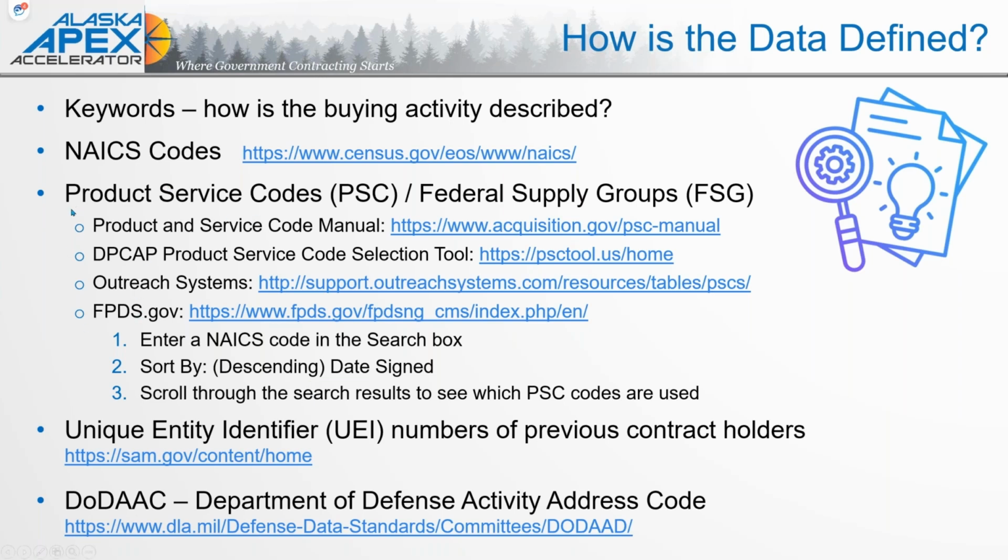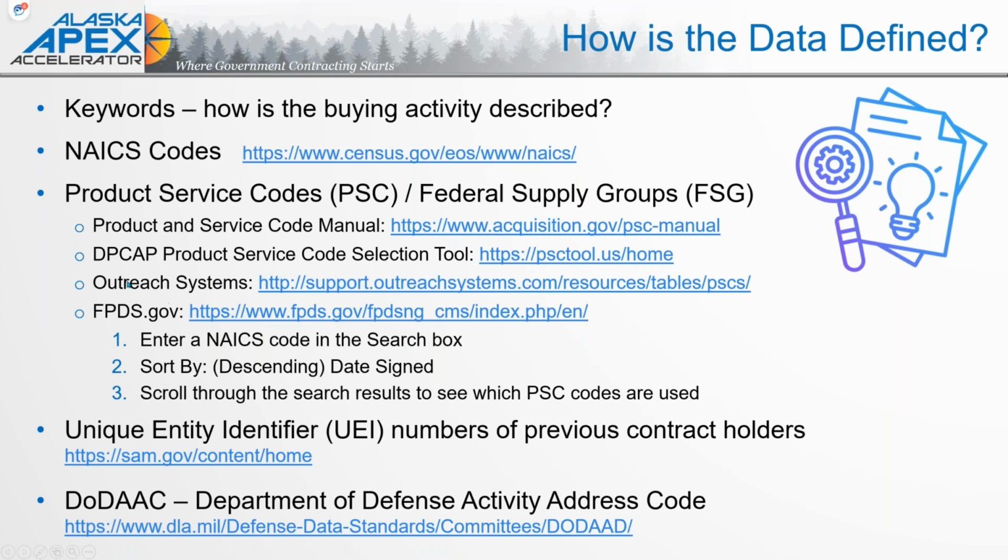A few different sites to look these up. We have the Product and Service Code Manual, acquisition.gov website. We have the DPCAP Product Service Code Selection Tool, which was kind of interesting. I was playing with that a little bit before the webinar started this morning.